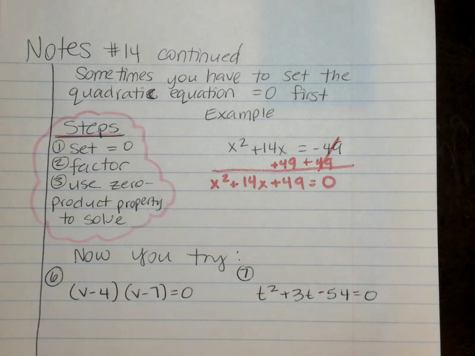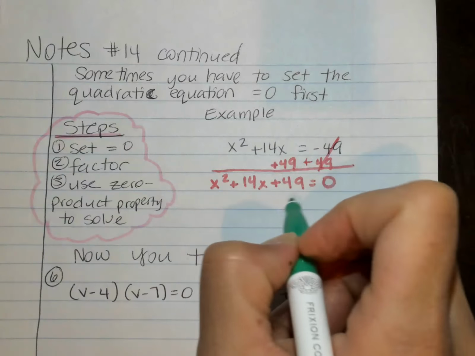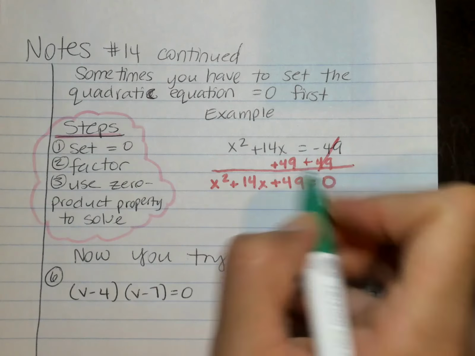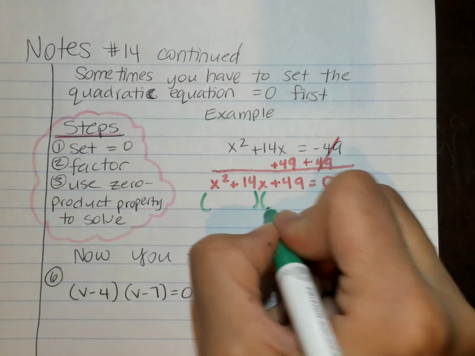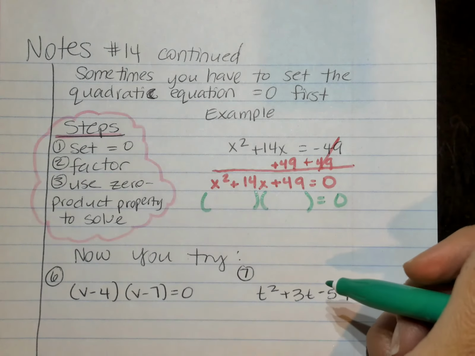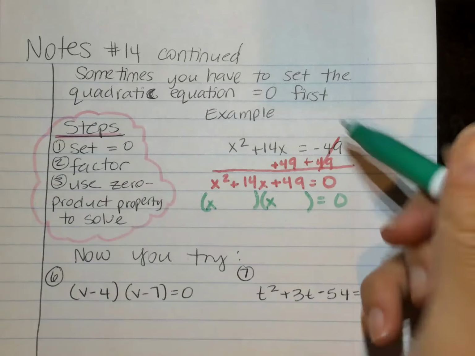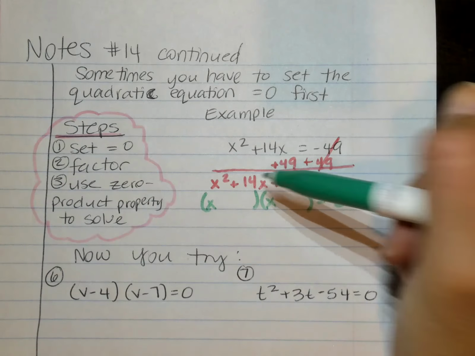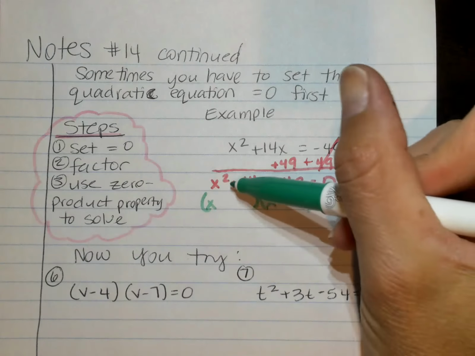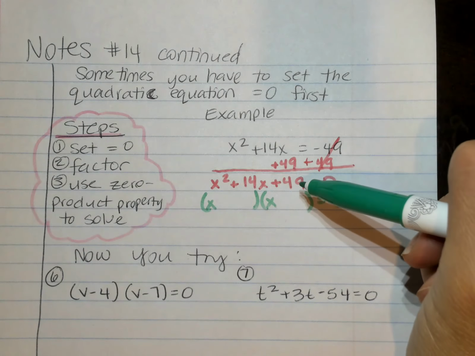Okay, so now I've got this in standard form. Now we're going to get it factored. I have to think, okay, it's an x variable. I have to think what times what is 49 that adds to give 14. Some of you might actually recognize it. This is a trinomial square. It's x plus 7 squared.